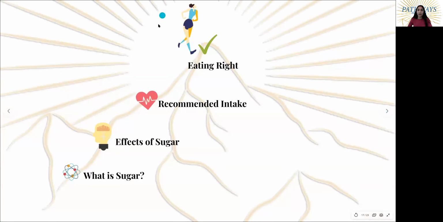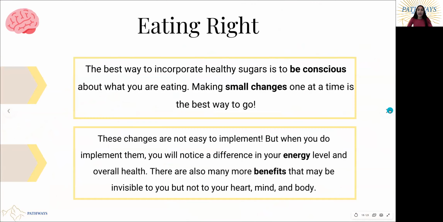All right, so now we finally reached the top of the mountain. We're almost there. Let's talk about eating right. So the best way to incorporate healthy sugars is to be conscious about what you are eating. Make small changes one at a time, and this is the best way to go so you don't feel overwhelmed and you don't feel like you have to change everything about your diet.